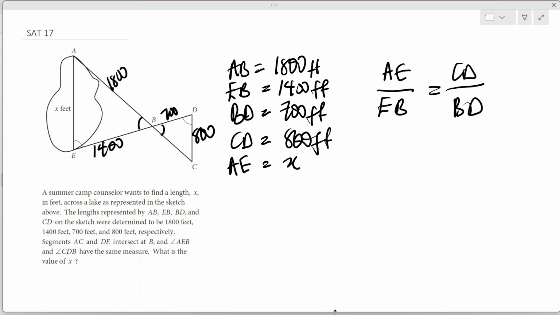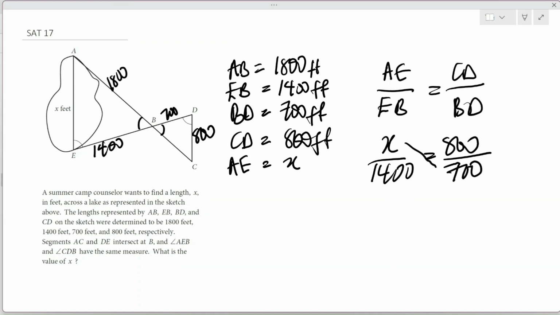AE is the unknown, which is X, over EB. EB is 1400, equals CD, which is 800 over BD. BD is 700. You can choose to multiply both sides by the LCM of the two denominators, which are 1400 and 700. And the LCM, you know, is 1400. But you can also cross multiply.